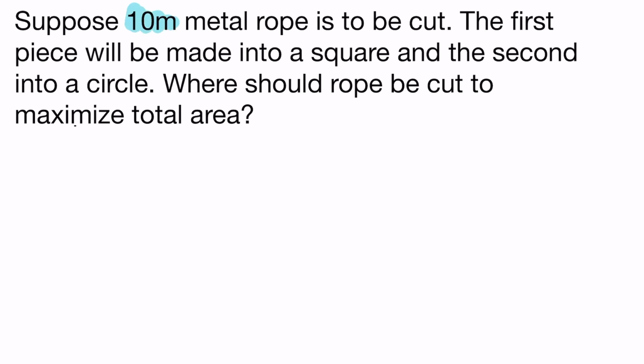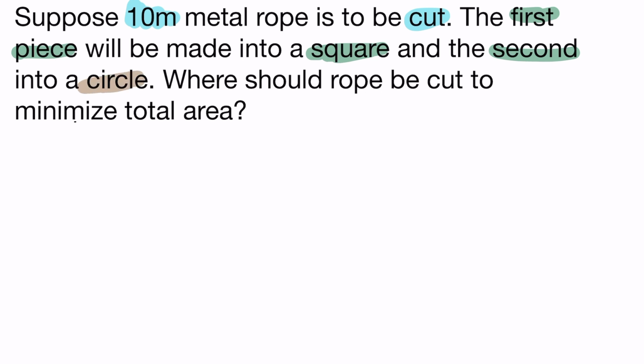In this question, we have a 10-meter metal rope that is being cut. The first piece of this metal rope you're going to turn into a square, and the second piece is going to turn into a circle. What you want to find out is where should I cut this rope in order to minimize the total area of the square and the circle put together. So let's take a look here.